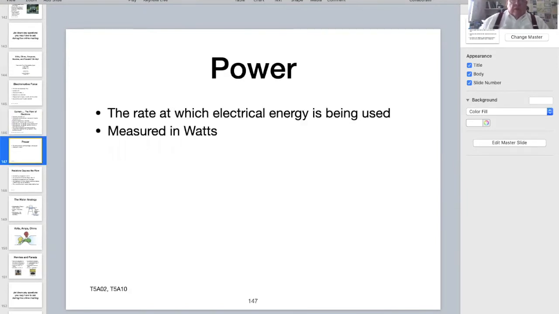Power is the rate at which electrical energy is being consumed or used and is measured in watts. The precise definition is the rate at which electrical work is performed when a current of 1 amp flows across an electrical potential difference of 1 volt. It is named after the Scottish inventor James Watt, who's also the inventor of the efficient steam engine.